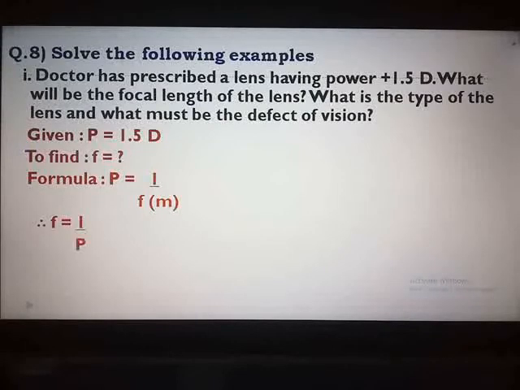Substitute the values. You want the value of focal length. So f is equal to 1 upon P, that is 1 upon 1.5. If you shift the decimal point, you will get 10 upon 15. 5 2s are 10, 5 3s are 15. So when you divide 2 by 3, you will get 0.66 recurring, that is 0.67 meter.